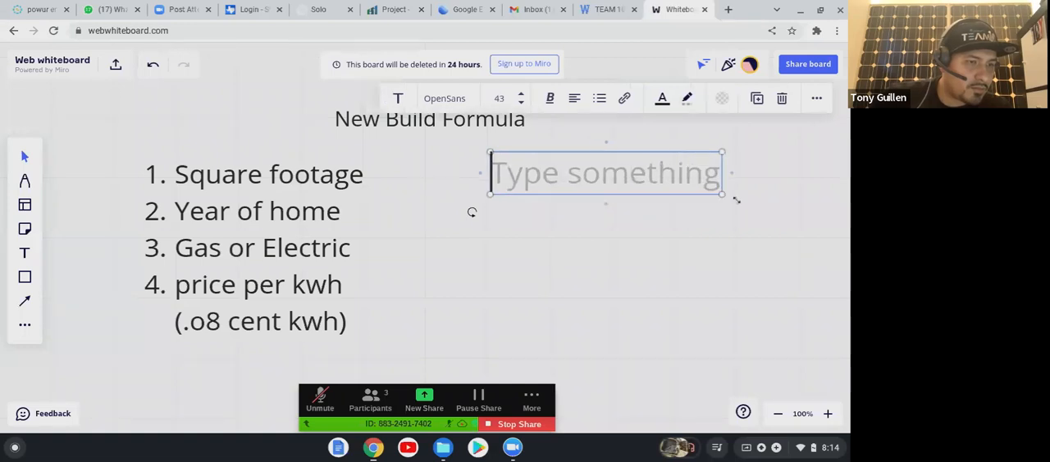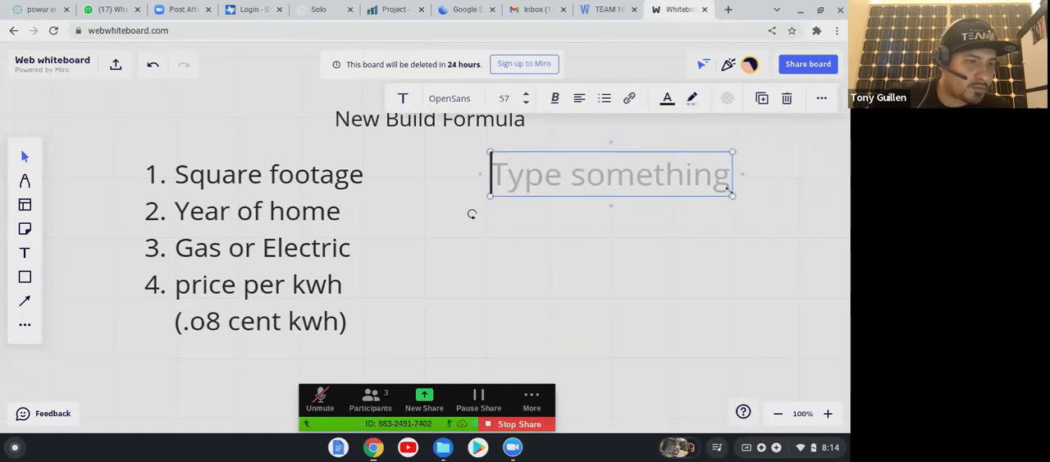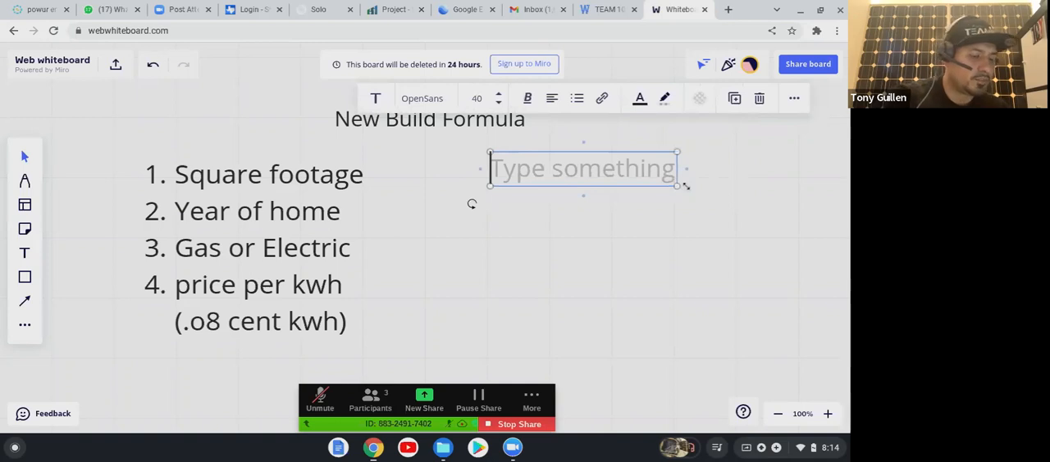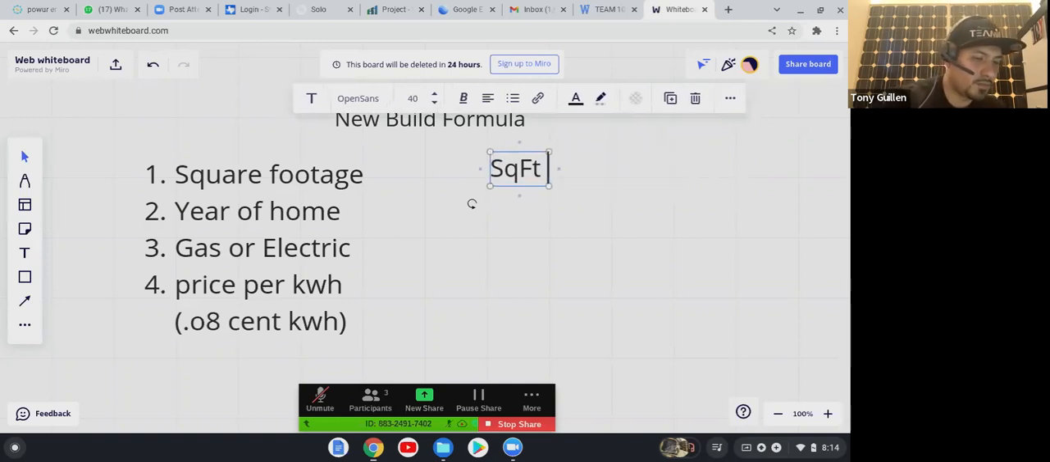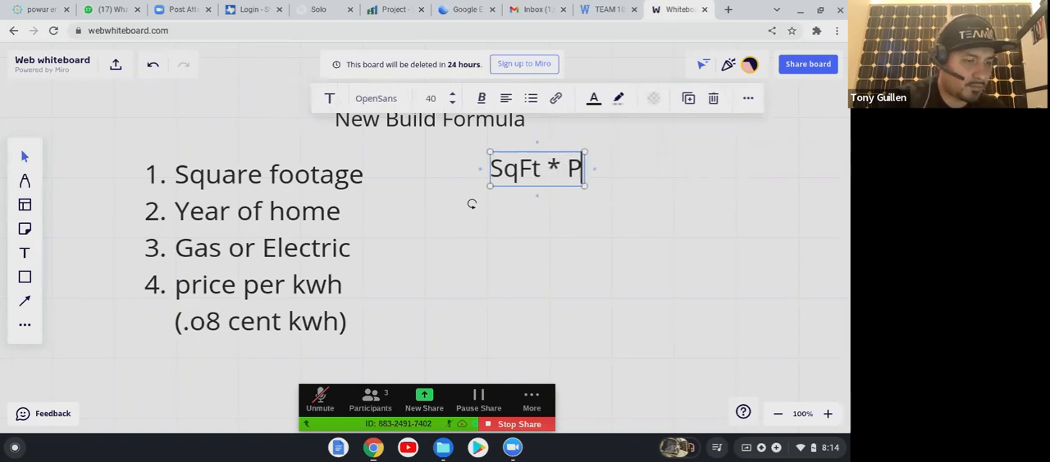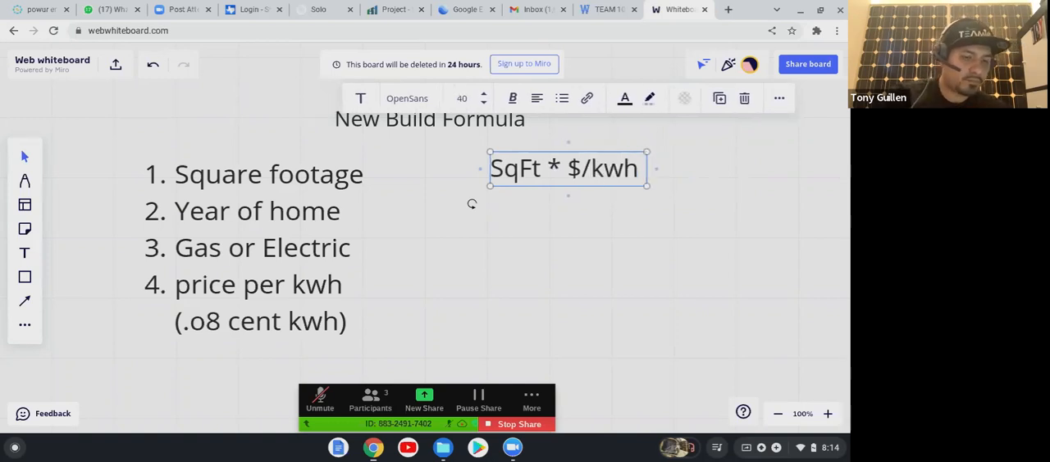So, let me lower this a little bit. Here we go. So the formula is the square footage. You're going to multiply it by the price per kWh. That's going to equal the monthly price.